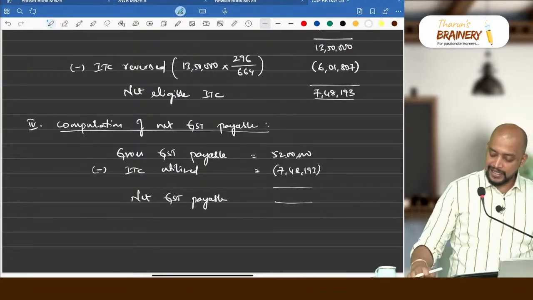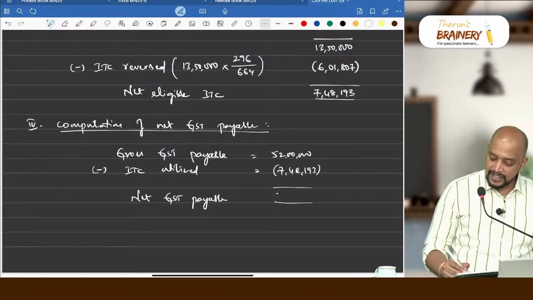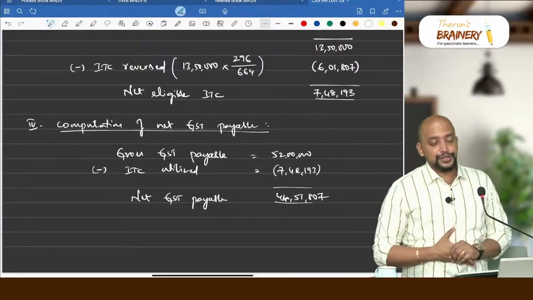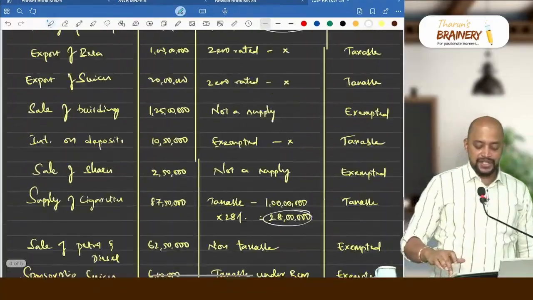52 lakhs minus 7,48,193, that is 44,51,807. Okay. So hope you understood as to how we need to arrive at the answer in case we have a question like this.